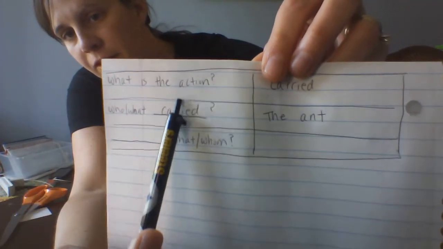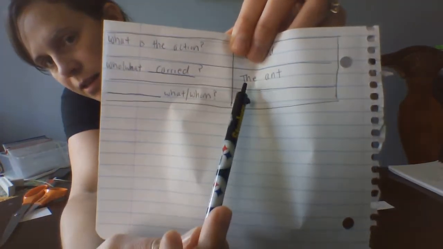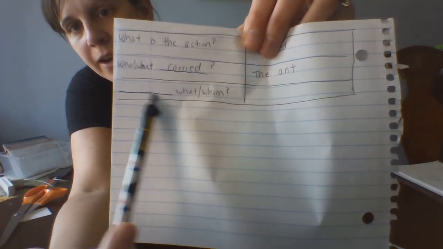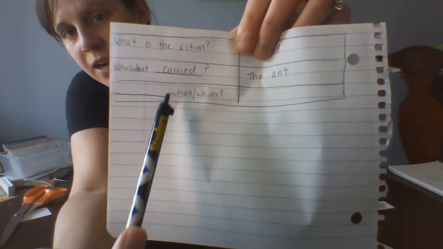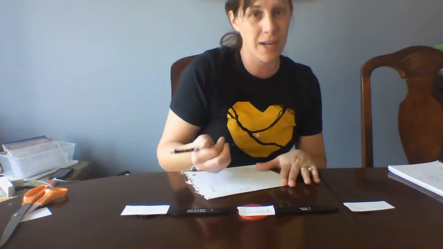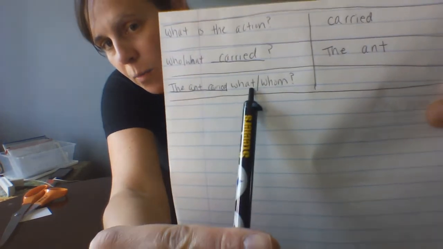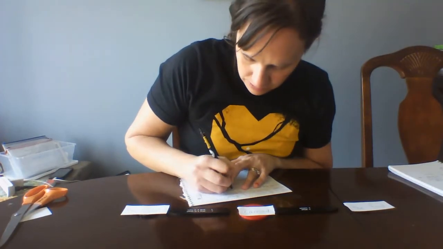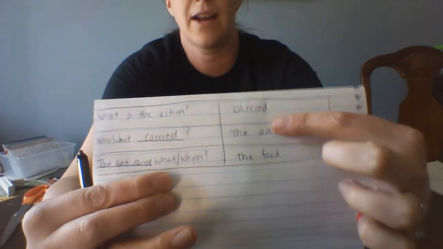Okay, so I put in my verb here. Sorry, the light is making it hard to see. Who carried? The ant. So now I have another blank here. Now I need to put both of my answers down here to make my question. The ant carried what? Now you don't have to write in all of the answers if you remember what the question is, but it might help if you write it in. The ant carried what? And I need to put the answer over here. What did the ant carry? It carried the food.